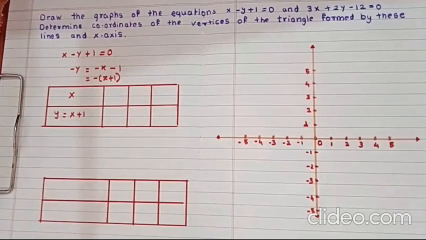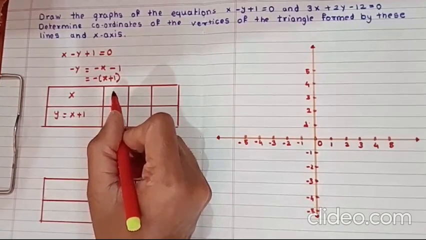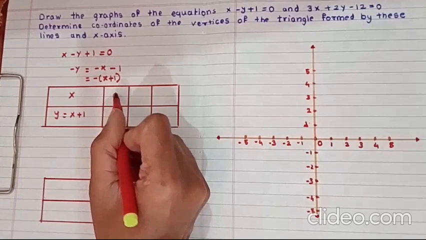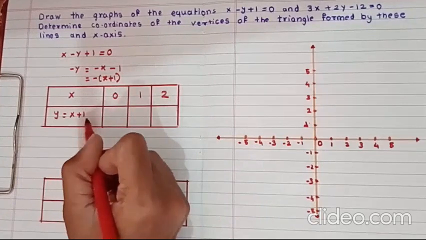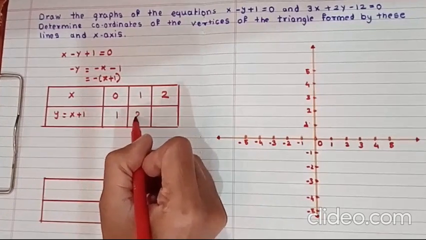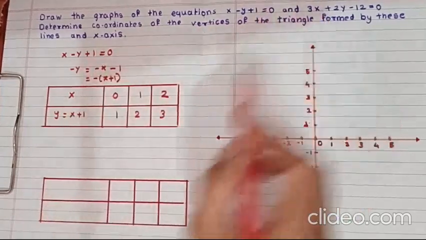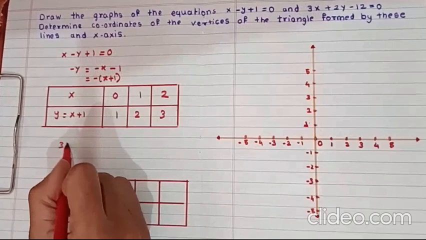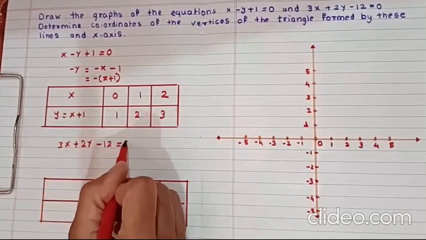So take any three values. I will take the values as 0, 1 and 2. You get here x plus 1, that is 1, x plus 1, that is 2, and here 3. The second equation is 3x plus 2y minus 12 is equal to 0.